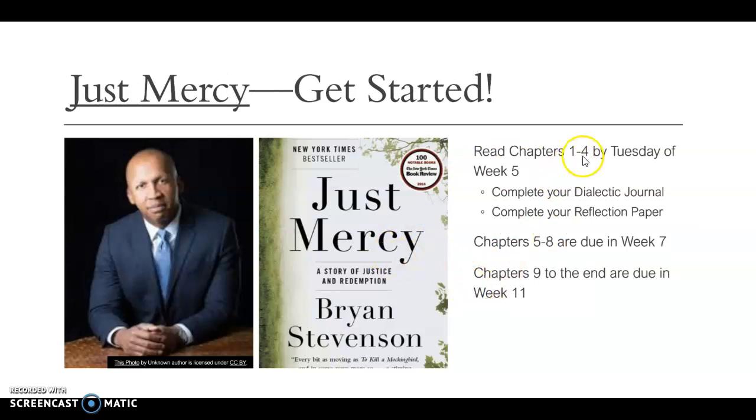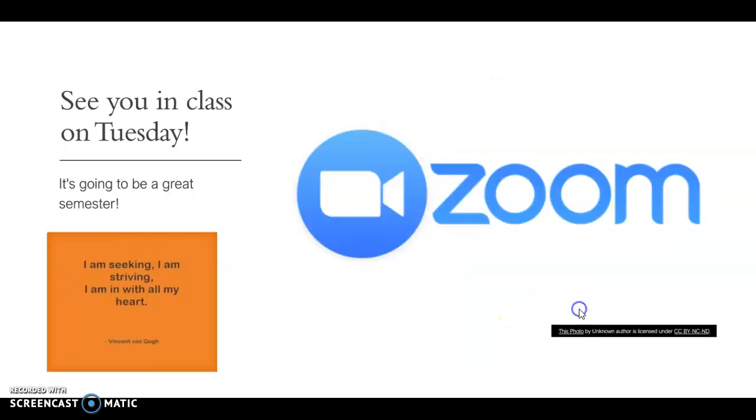Okay, then the last thing for this week to consider is that you should start reading Just Mercy. Chapters 1 through 4 are due Tuesday of week 5. There are 2 assignments with each section. You have a dialectic journal assignment and a reflection paper assignment, but those directions are in the Just Mercy folder, so go ahead and look at those and then go ahead and start reading. Just so you can plan ahead, chapters 5 through 8 are due in week 7, and chapters 9 to the end of the book are due in week 11.